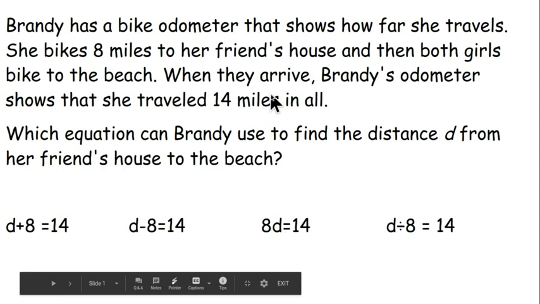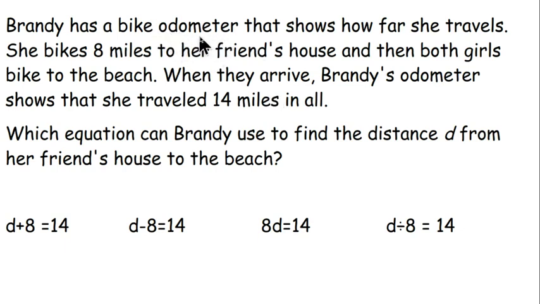One thing I want to go back to, guys, is odometer is measuring your distance. That's like on a car, you usually see it. So if you set your trip, you look at how far you went. That's all it's talking about, right? So basically, she's trying to see how far she travels. This one says she rides 8 miles to a friend's house, and then they continue on. She and her friend ride to the beach. When they get there, she sees she rode 14 miles in all.